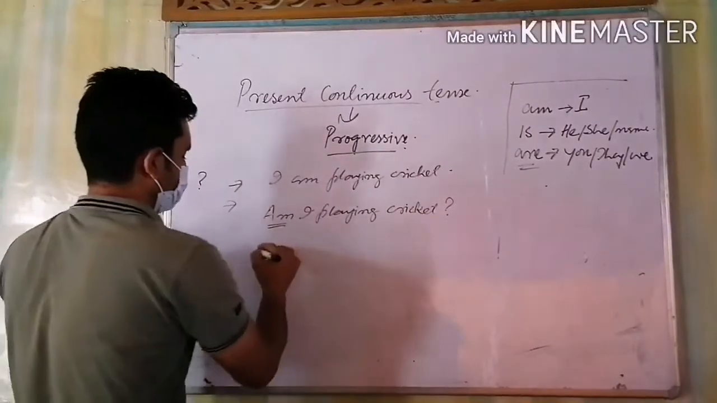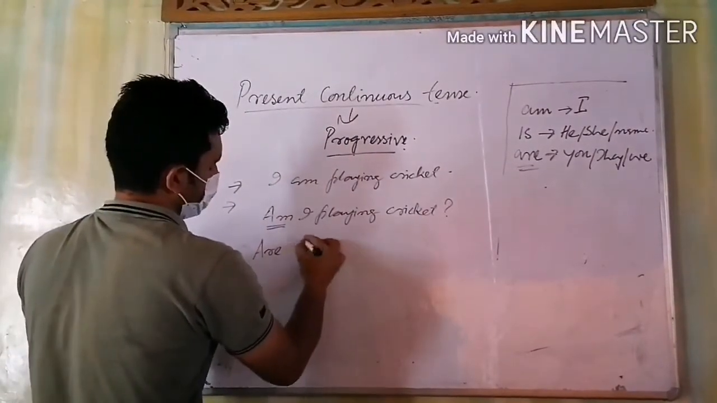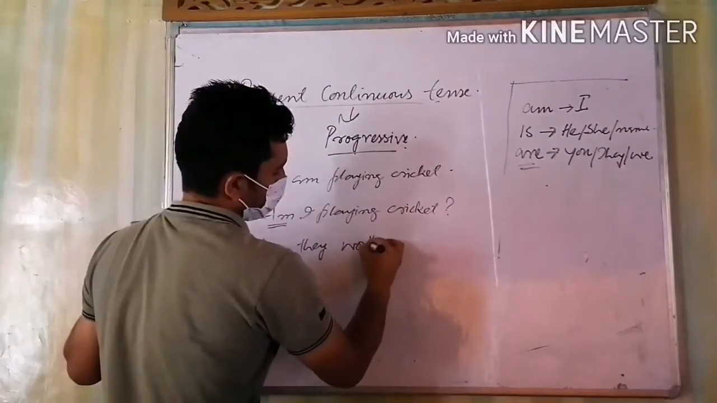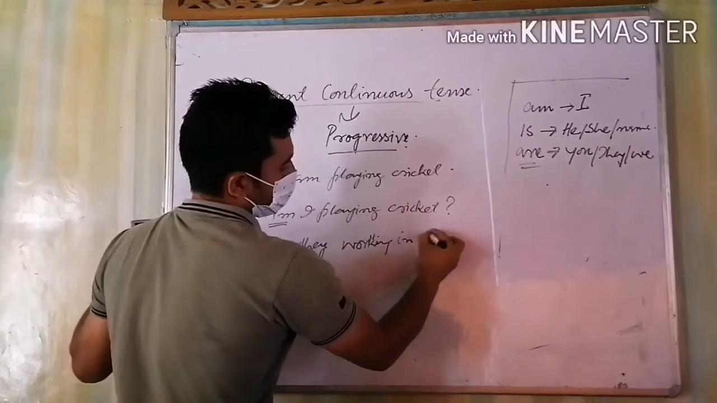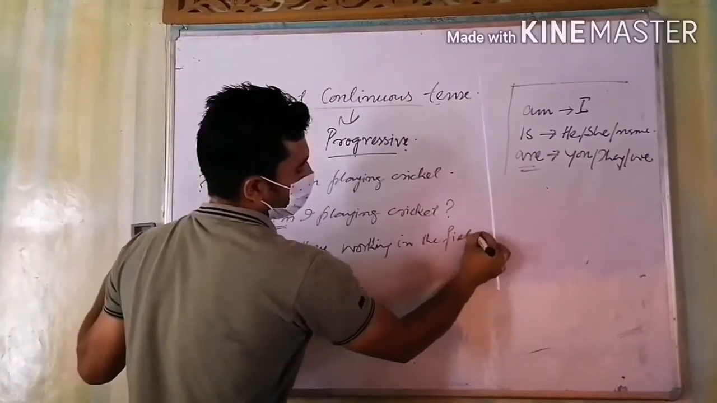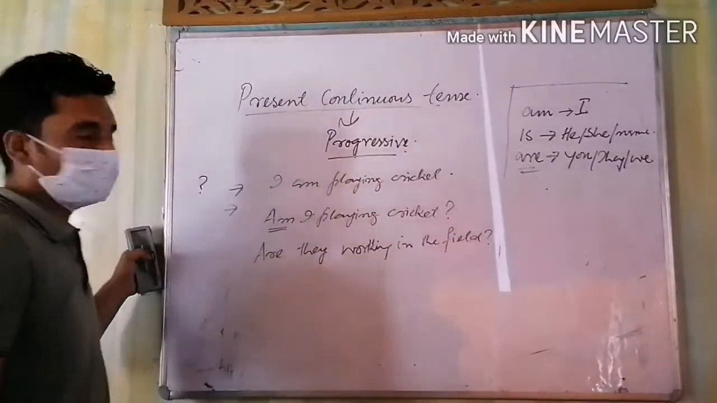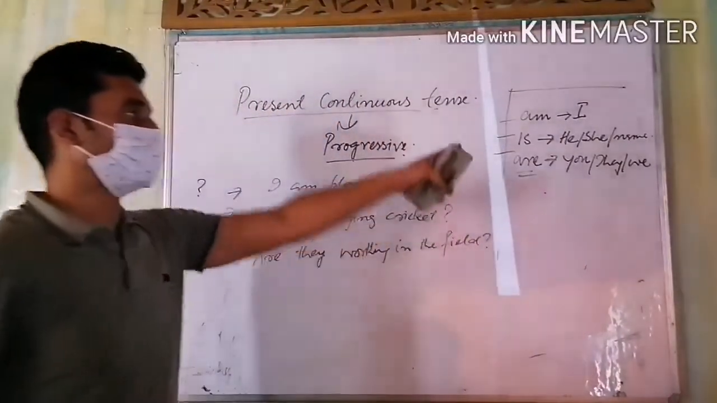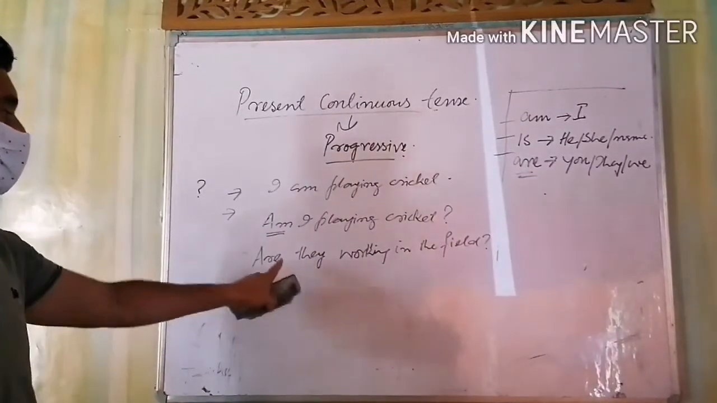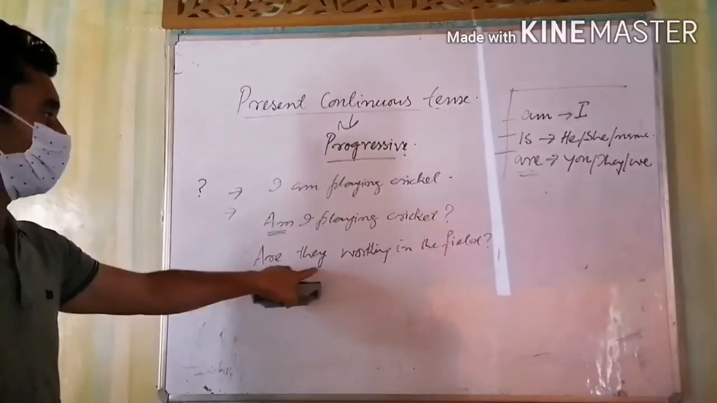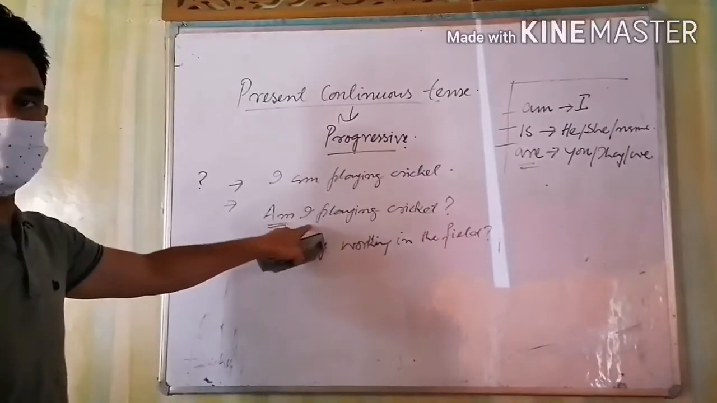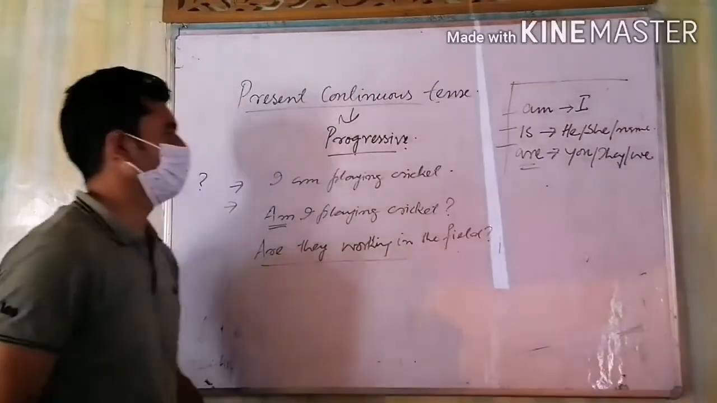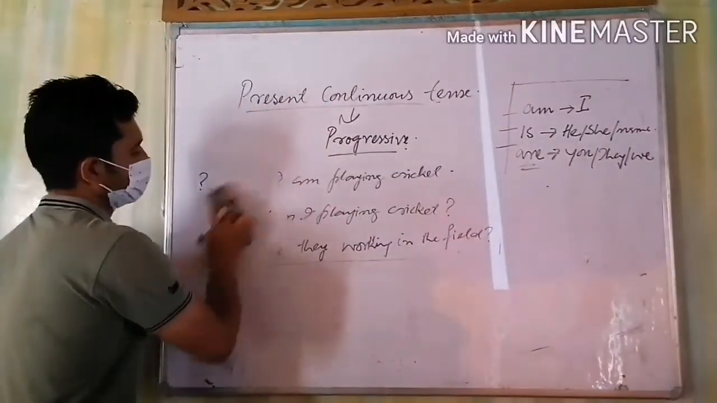Take another example. Are they working in the field? Once again, this agreement has to be followed while making interrogative sentences. Are they? Am I? All right. So are they working in the field? This is interrogative case.